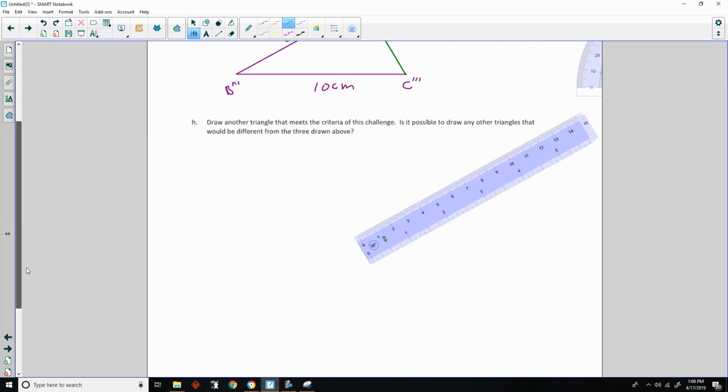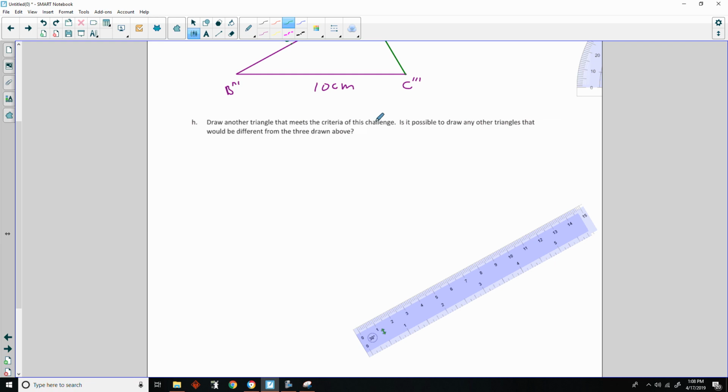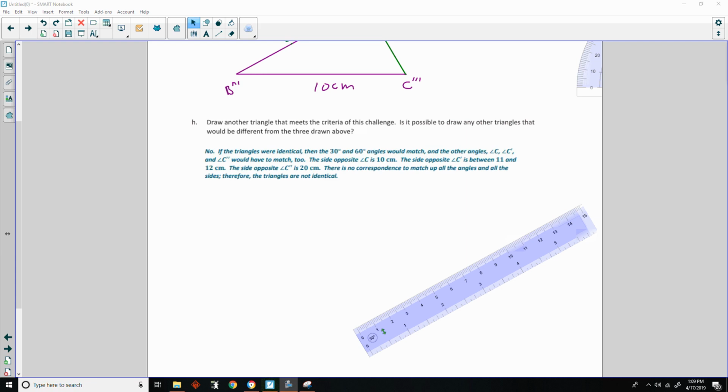Part H says, draw another triangle that meets the criteria of this challenge. Is it possible to draw any other triangle that would be different from the three drawn above? Okay, so the answer to this question is no. If the triangles were identical, then the 30-degree and 60-degree angles would match, and the other angles, angle C, C prime, and angle C double prime, would have to match too. The side opposite angle C is 10 centimeters, so the side opposite C prime is between 11 and 12 centimeters, and the side opposite C double prime is 20 centimeters. There's no correspondence to match up all the angles and all the sides, therefore the triangles are not identical.